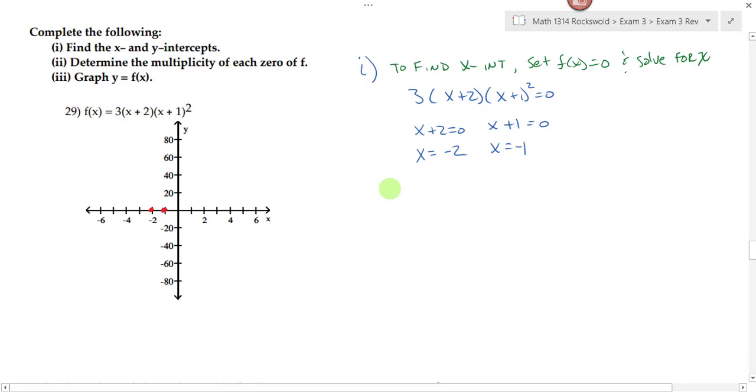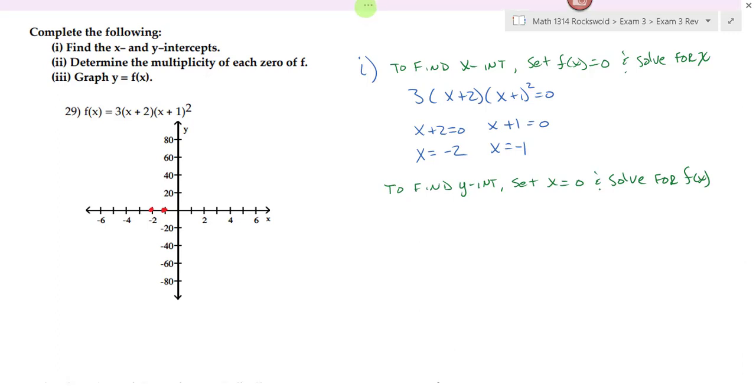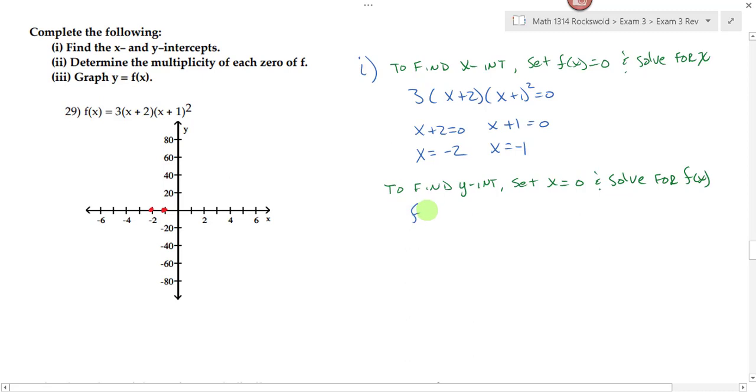Then I want to find my y-intercepts. So to find my y-intercepts, I'm going to set x equal to 0 and solve for y. Remember, y is equal to f of x, so I get f of 0 is equal to 3 times 0 plus 2 times 0 plus 1 squared. So that's going to be 1 squared is 1. 1 times anything is that anything, so then that's going to be 0 plus 2 is 2, and 2 times 3 is 6. So I have a y-intercept at 6, and that's going to be this point right here.